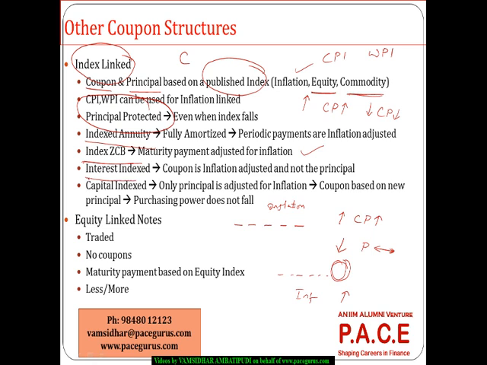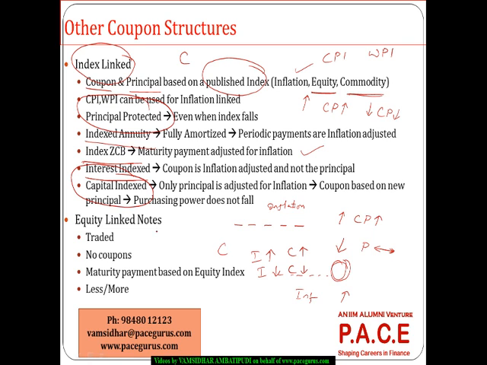In some cases, the companies can issue interest indexed bonds. Only the interest part is indexed, not the principal part. Interest part indexed means the coupon will change along with inflation. If the inflation is more, the coupon that is paid during that period will be much higher. If the inflation is down, the coupon that is received during that period will go down. But the principal remains fixed.